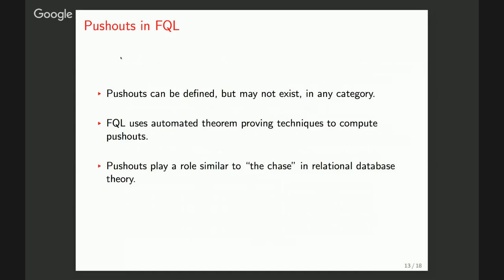So with that in mind, for the rest of the talk, I'm going to be going into an extended example, but a few remarks are in order. Pushouts are a category theoretic construction. They can be defined in any category, but they need not exist. They exist at both the schema and database level in our FQL tool, and the tool will compute them for you. To do that requires using sophisticated automated theorem proving techniques.